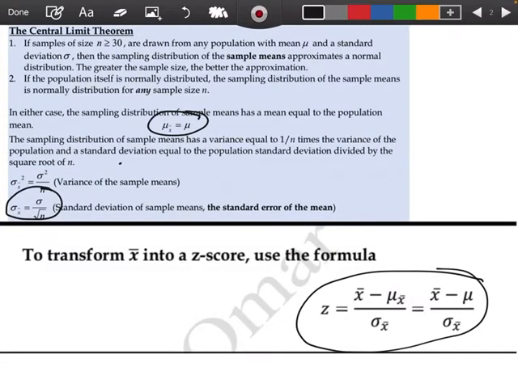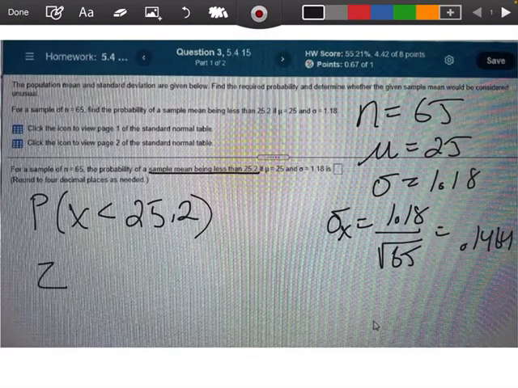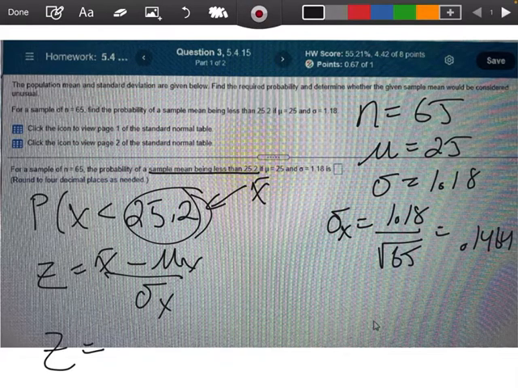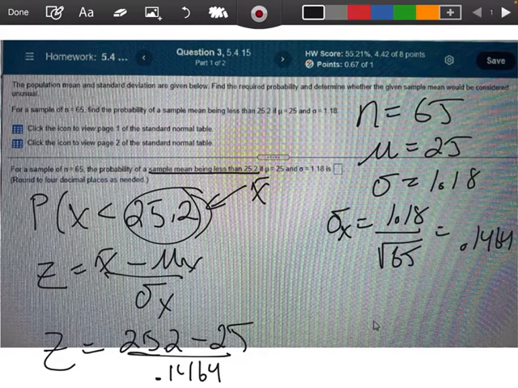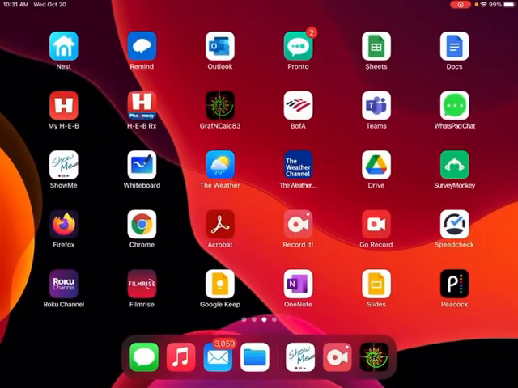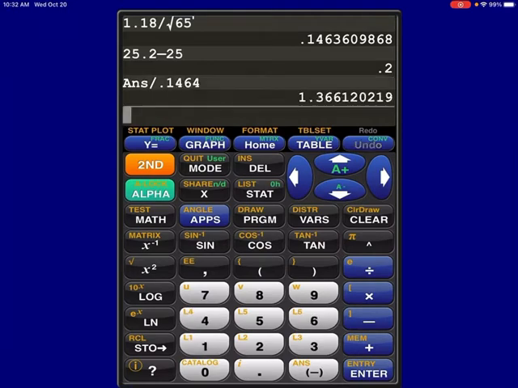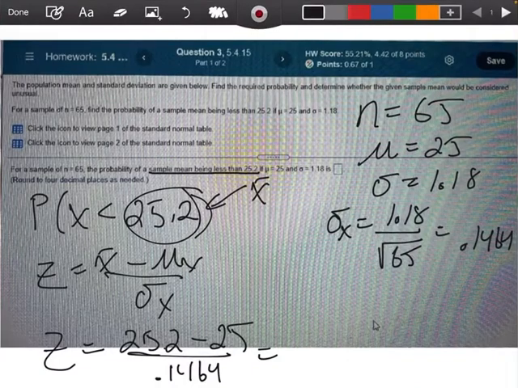Now, the next thing we're going to do is use this formula to find our new z-score. We're going to take our x bar, subtract our mu, divided by the standard deviation of my sample means. So my formula is z equals x bar minus mu x divided by sigma x. So this is going to be 25.2 minus 25 divided by 0.1464. Let's do this with our calculator. I'm going to take 25.2 minus 25 divided by 0.1464, and I'm coming up with 1.37. So the z value I'm coming up with is 1.37.